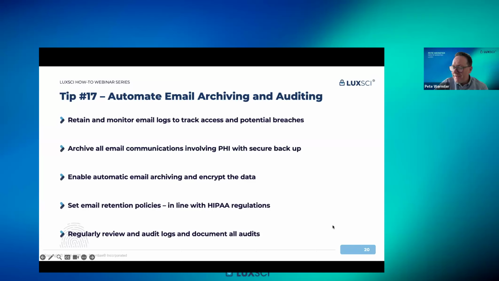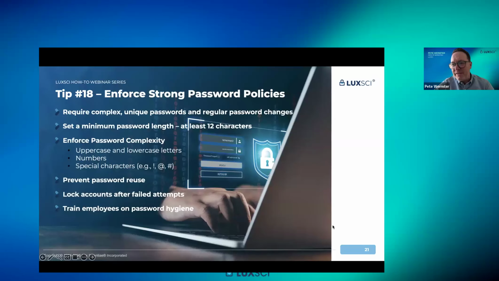Excellent. Thanks for that. Peter, let's talk about passwords. A lot of people know this, but let's give some quick reminders here on good password policies. Well, a good password policy is never use the password or password 123.